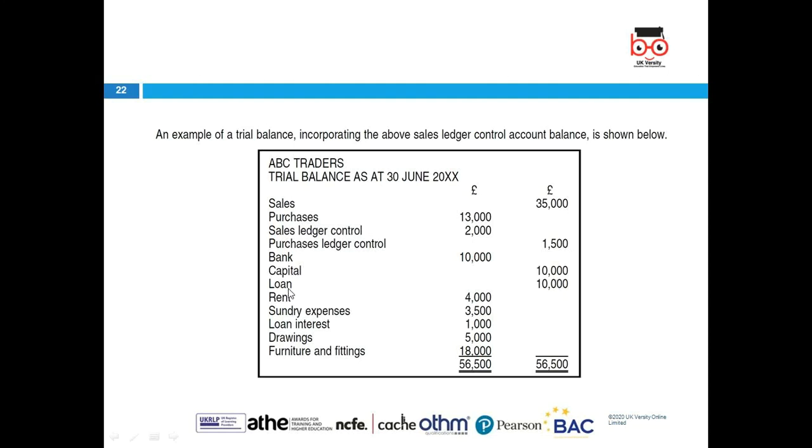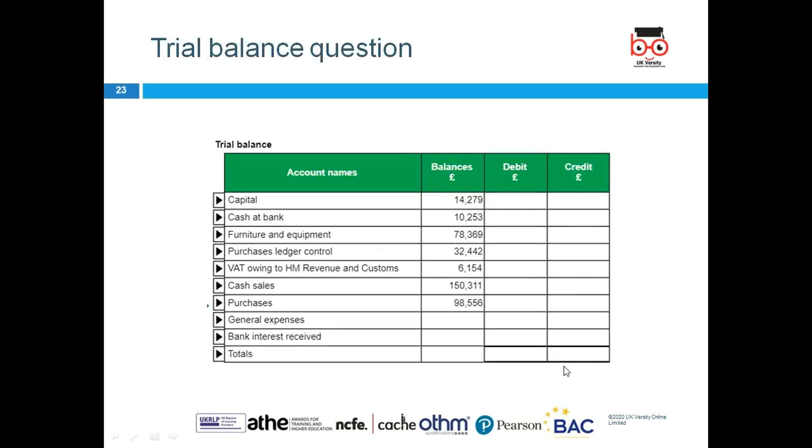Bank is an asset, debit side. Capital is credit side. Liability is credit side. Loan is a liability. Rent is an expense, debit side. So you have to use the words that click, that are easy to recognize. My debit side, you will see, is equal to credit side.